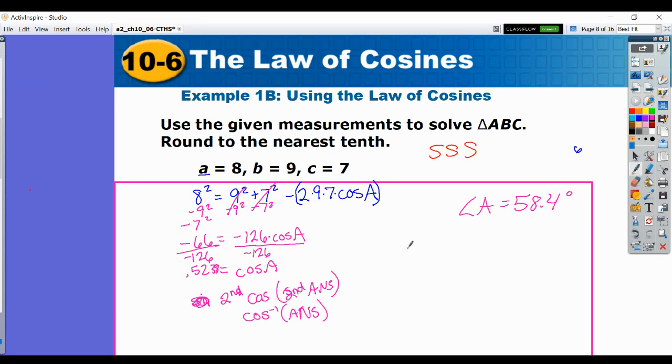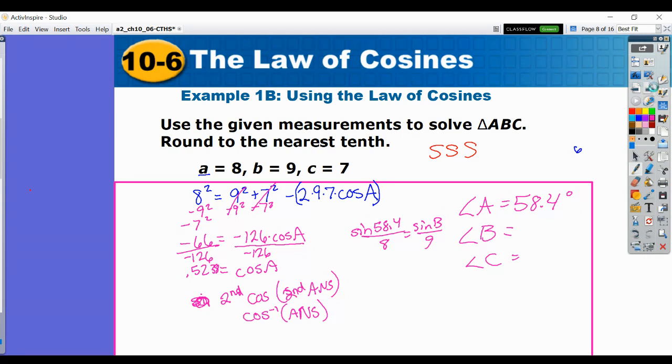And then you can use the law of sines to find another angle, like angle B. So we can do sine of 58.4 over 8 equals sine of B over 9. Cross multiply, divide, and you'll find angle B. And then once you have two angles, you can subtract them from 180 to find angle C.